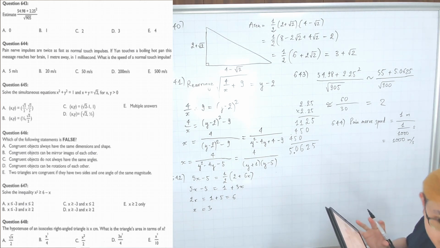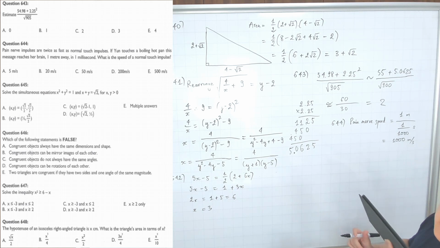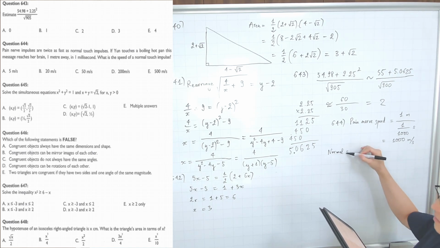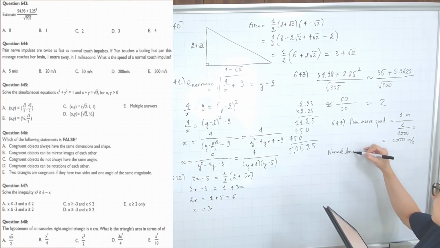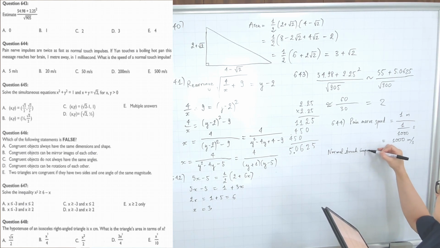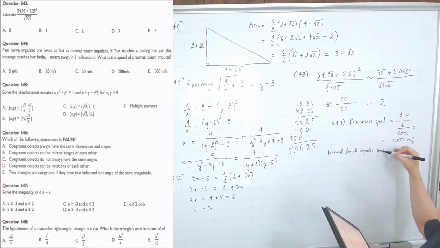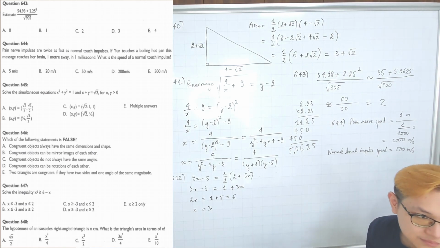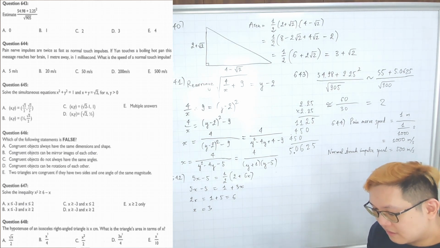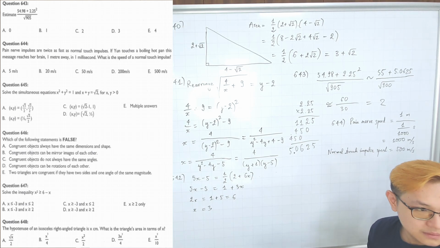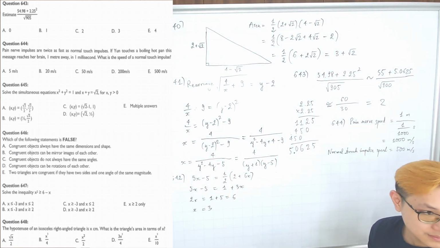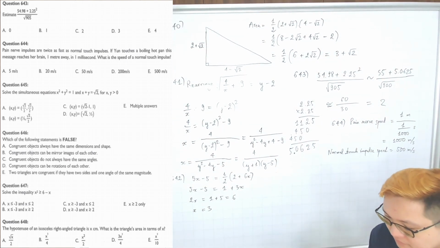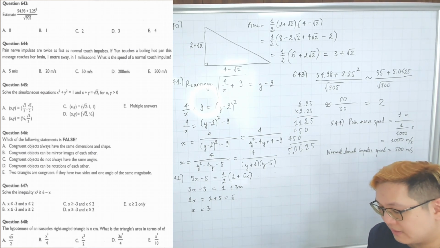But they ask for the speed of normal touch impulse. Since pain nerve impulses are twice as fast, normal touch impulse speed should be 500, right? Because it's half of that. Tại vì cái pain nerve nó nhanh gấp đôi. Nó nhanh gấp đôi cái normal touch impulse mà. Thì suy ra normal touch impulse sẽ bằng nửa số này thôi. Because a normal touch impulse is only half as fast.